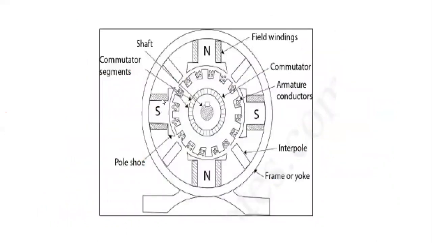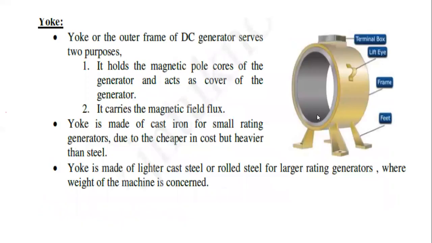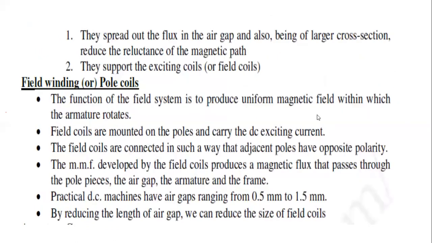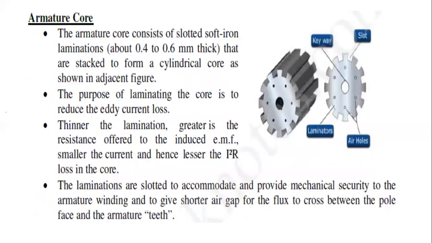This is the pole core, this is the pole shoe, and this is the field winding. The first part is the yoke or frame and the second part is the field system. Next, coming to the third part, that is the armature core. That is the armature system.